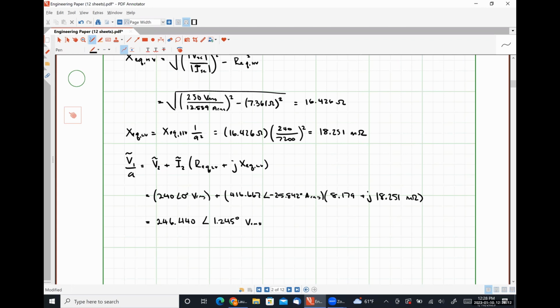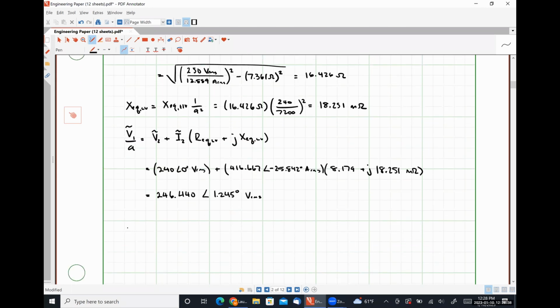I cannot emphasize enough how much having a calculator that can do the complex math for you will make your life easier. If you have not already done so, I cannot recommend enough going and spending the $20 to get one that does it. All right, so this is the hard part. Now we're at the easy part.